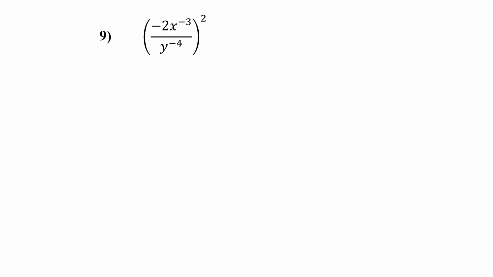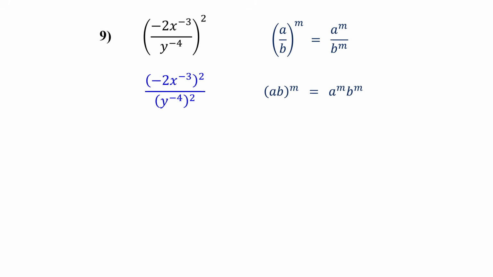Here we have a fraction inside parentheses, and the entire fraction is raised to the second power. Inside the parentheses, there are no like bases to simplify, so we move straight to distributing the exponent to both the numerator and the denominator. So, distribute the 2. Now in the numerator, we have a product raised to a power. So distribute the 2 to each factor inside.